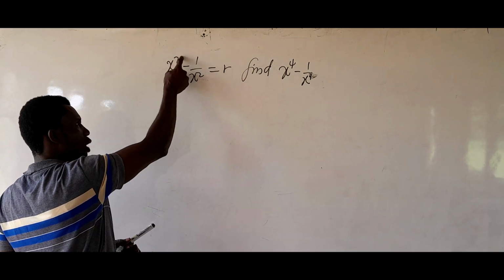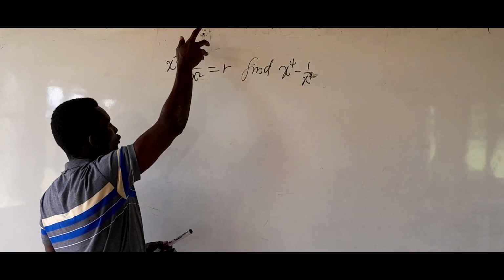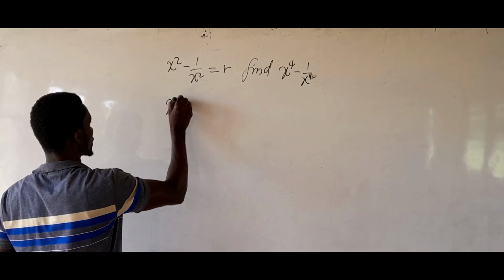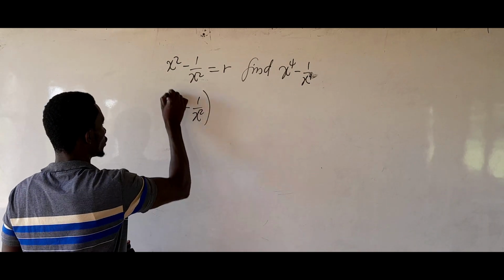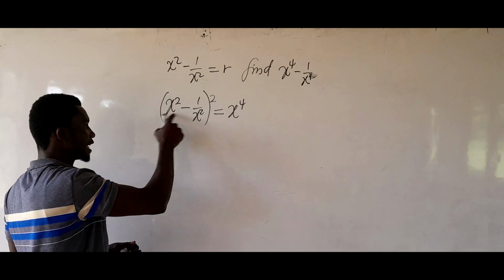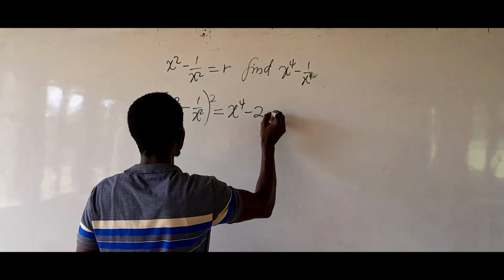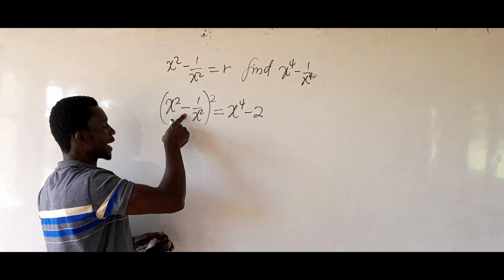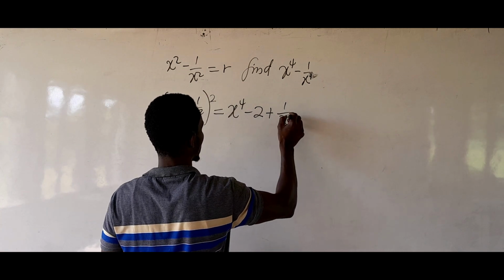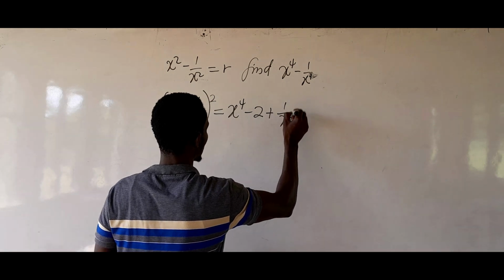You square the binomial, this one will give you x to the power 4, which is here. So definitely you need not take the 4th root, you only have to square it. So this will give me x squared minus 1 over x squared, all squared. Squaring this one gives x to the power 4. You multiply this by this, which gives you negative 1. Then you multiply the result by 2, which gives you negative 2. Then you square the last one, 1 over x, which will give you positive 1 over x to the power 4.